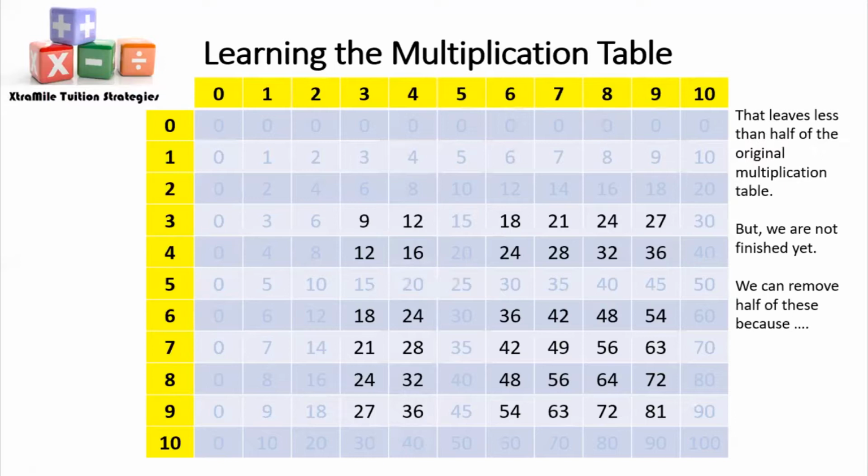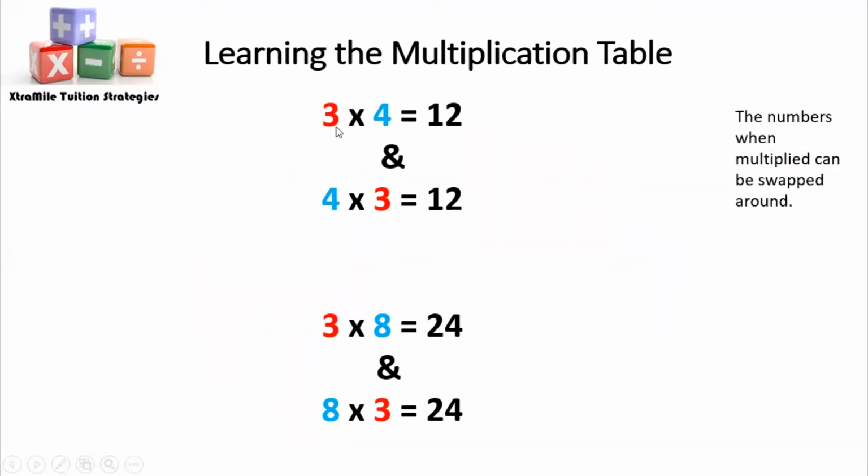We can remove half of these numbers because 3 times 4 is 12. 4 times 3 is also 12. 3 times 8 is 24, and 8 times 3 is 24. The numbers when multiplied can be swapped around. 3 and 4, 4 and 3. 3 and 8, 8 and 3. They equal the same numbers.